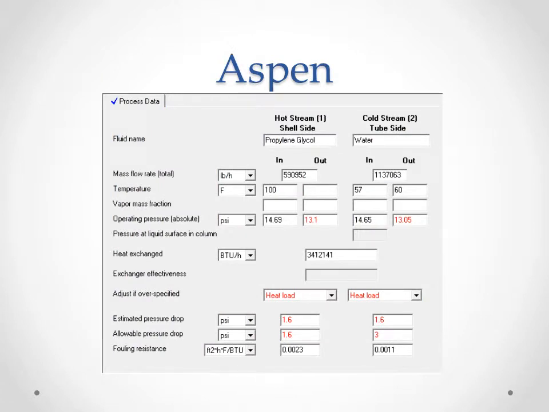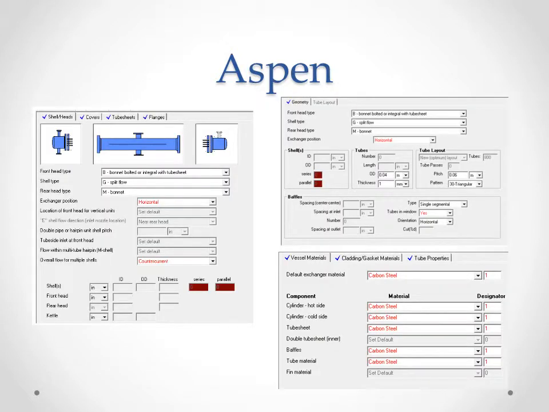We determined that the hot stream fluid will be propylene glycol due to its thermal properties and low toxicity. After entering the data provided by the High Performance Computing Center, we calculated the flow rate of propylene glycol to be 591,000 pounds per hour. After entering the process data, we decided on the following geometry of the shell and tube heat exchanger.